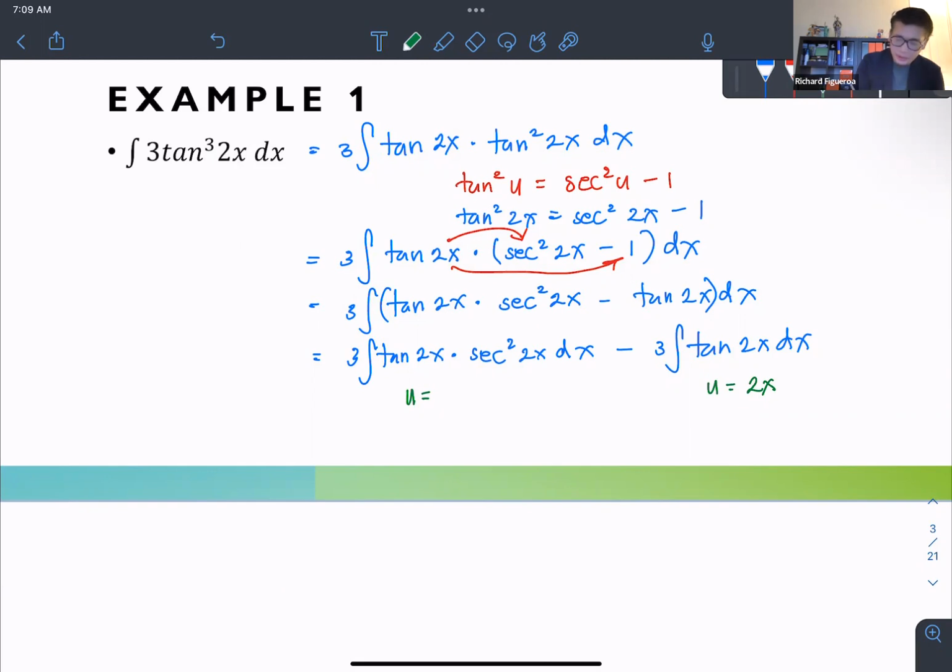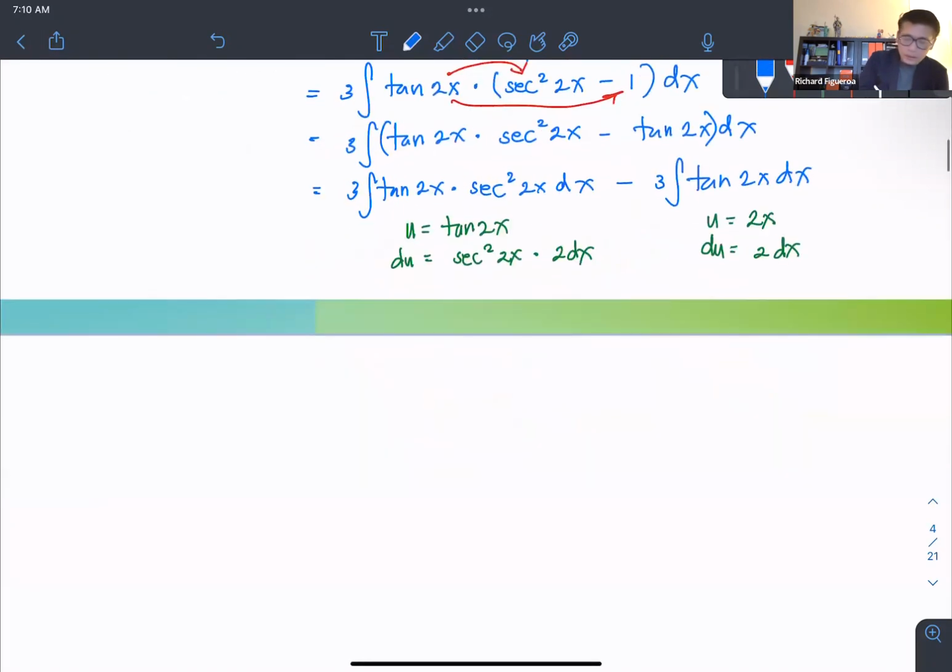Tangent. Okay, very good. It's the tangent 2x, because once we derive this one, we'll be able to get the secant squared. So the derivative of tangent 2x is secant squared 2x, but we derive 2x, that is 2 dx. So for the second term, our u is just 2x, so the derivative is 2 dx. Now we use our formula. What's the formula? That would just be the power rule for the first term, and then the integral of tangent for the second term.